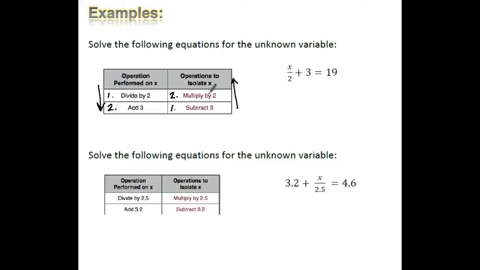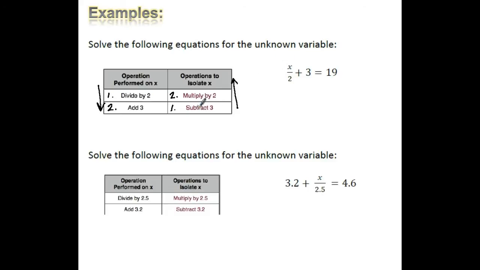To find out how we get 19, our first step was to divide by 2. When we go backwards, this first step becomes our last step with the reverse operation, which is multiplying by 2. So let's go ahead and go through this.